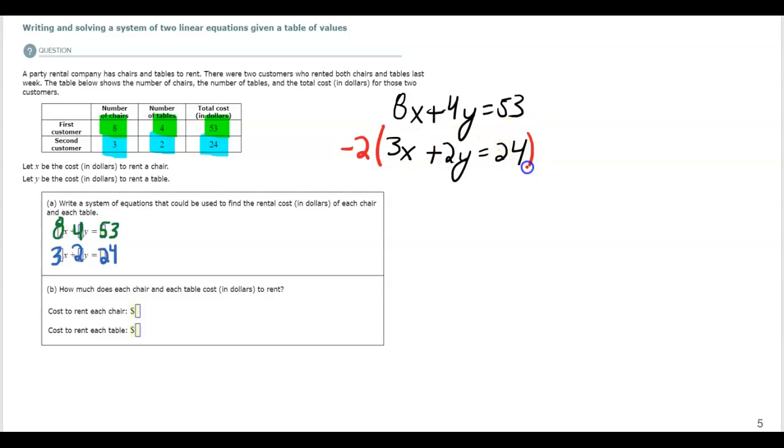Now it wants us to solve that. So we can choose what method we want. I am going to suggest we use elimination again. If you wanted to do substitution, you could. I'm going to try to eliminate my y's again, just because I can easily get my y's to cancel out.